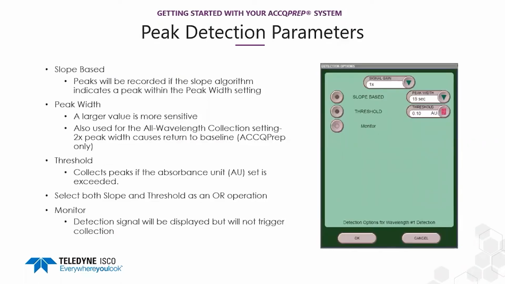There are detection settings that can be adjusted. Slope-based is based on the peak width setting. It is more sensitive with larger values. The numbers represent an estimated peak width. Narrower peaks change from baseline more quickly. It is also used for all wavelength collection, where the signal returns to baseline after 2 times the peak width. Threshold causes collection above the value entered in the threshold. Lower values are more sensitive.